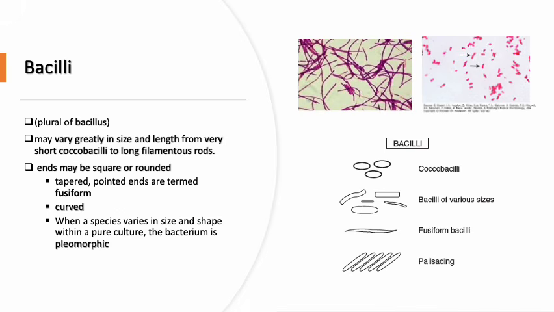Now, bacilli are rod-shaped bacteria that vary in size and length. Their ends may be squared, rounded, or tapered when seen under the microscope. When a single pure culture of a microbe is smeared, stained, and viewed microscopically, and the cells appear different from each other, it is said that the microbe is pleomorphic. So if the shape varies and has no definite or defined shape, like cocci or bacilli, you can report it as pleomorphic bacteria.